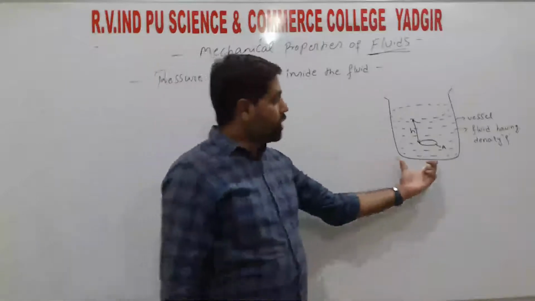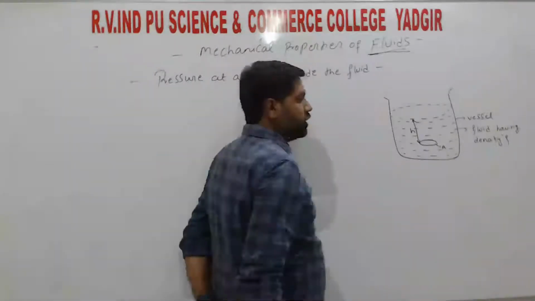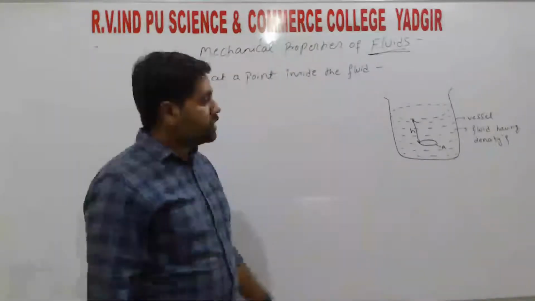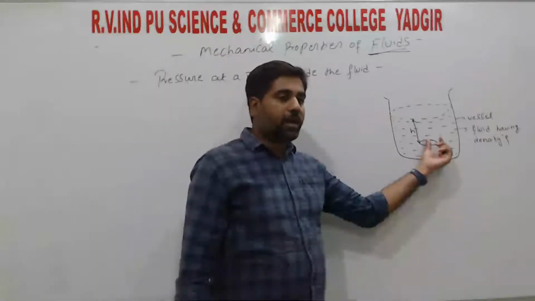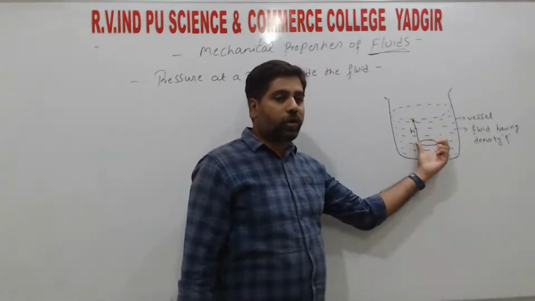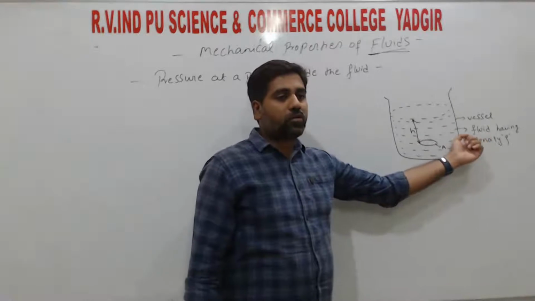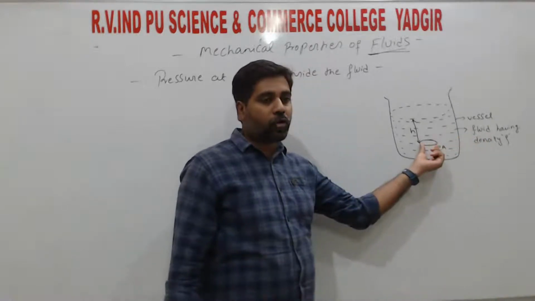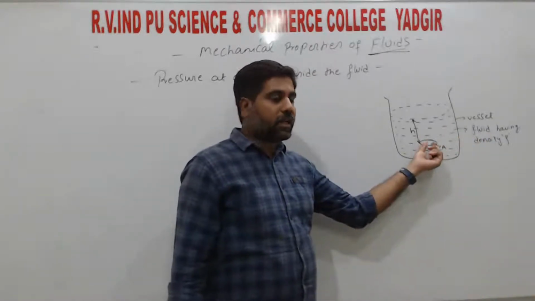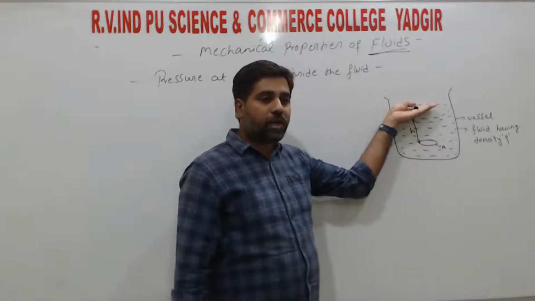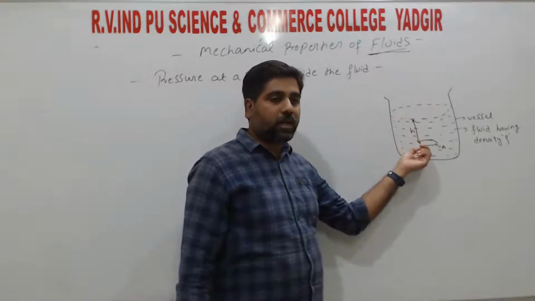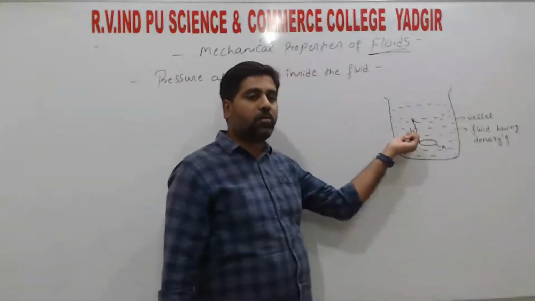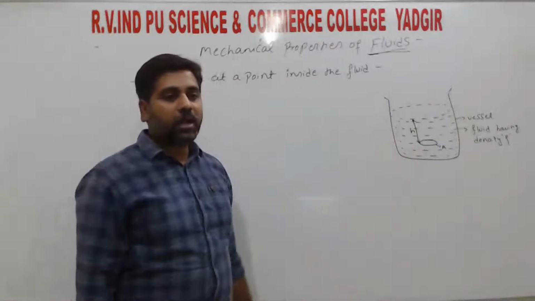So first we considered one vessel containing the liquid or fluid or gas. That fluid has the density rho. After that we consider one area of cross section A which is at a depth h from the surface of the liquid. You can consider any depth, but here we take it as h.